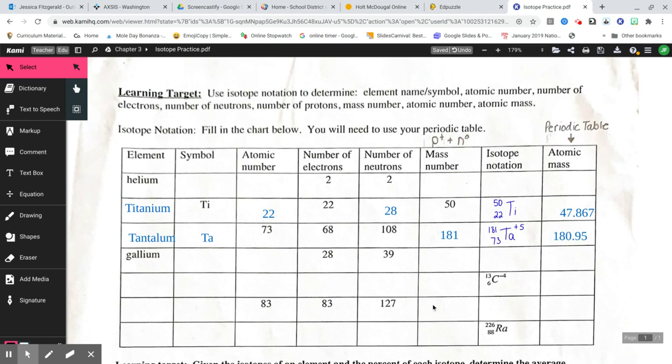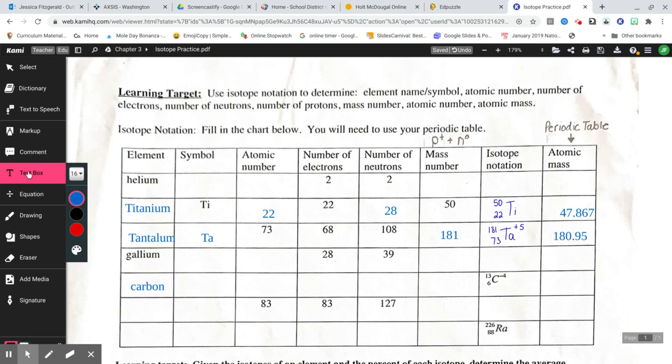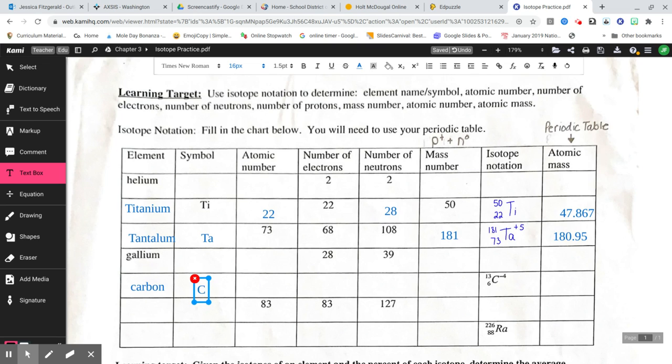Let's skip down and take a look at this example down here of carbon. So we have carbon. Its element symbol is a capitalized C. Please notice that with your elements where the symbols have 2 letters, the first letter is uppercase, the second one is lowercase. So when you're writing your element symbols or typing them, please make sure I can tell what's upper and lowercase.